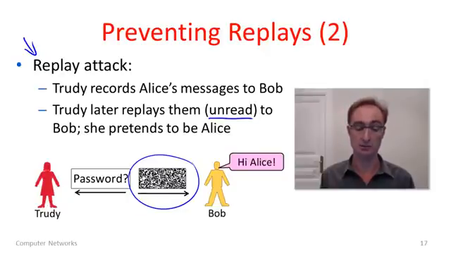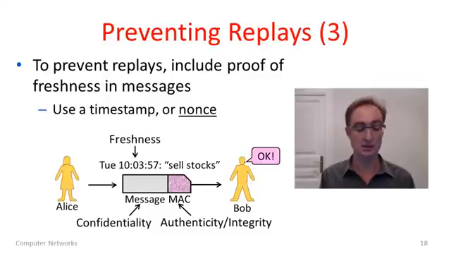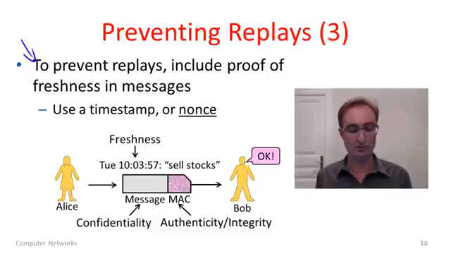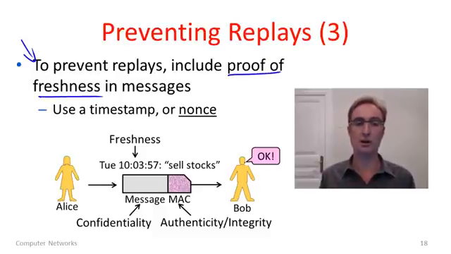So we want to prevent replays. How can we do this? Well, conceptually, it's not too bad. It's fairly straightforward. It gets a little more tricky in terms of implementation, due to a few little difficulties. But to prevent replays, you want to provide proof of freshness in the messages. You want some way, by looking at a message, to be able to know that it's a new message you haven't seen before.